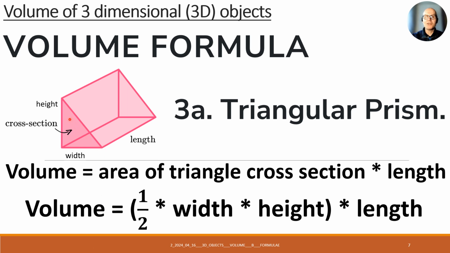In which case, because it's a triangle, the area of a triangle is half of the width times the height. So the volume for a triangular prism is half the width times the height times the length. Width, height, length.